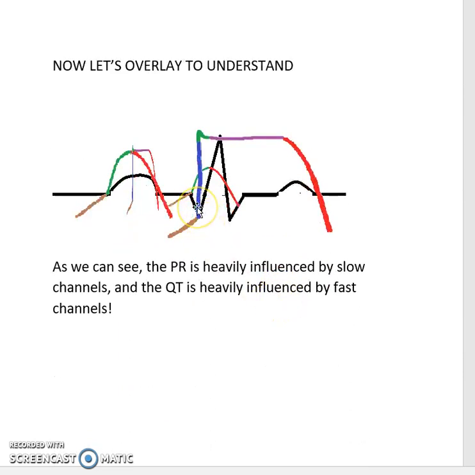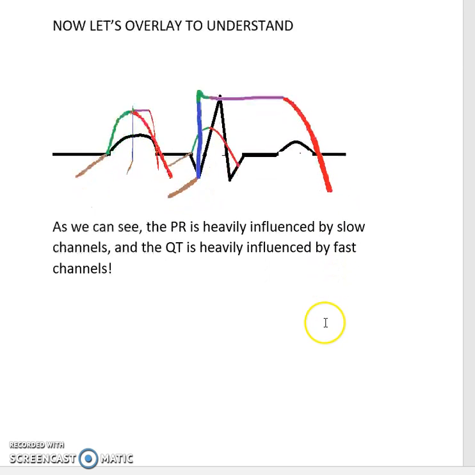Here we can overlay the different action potentials over the EKG and see how they work. Here is the action potential for the SA node, the action potential for the atrium, the action potential for the AV node, and the action potential through the ventricles.